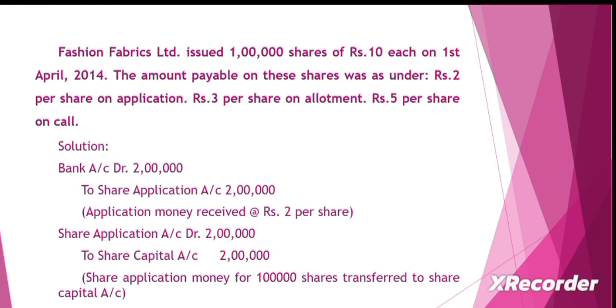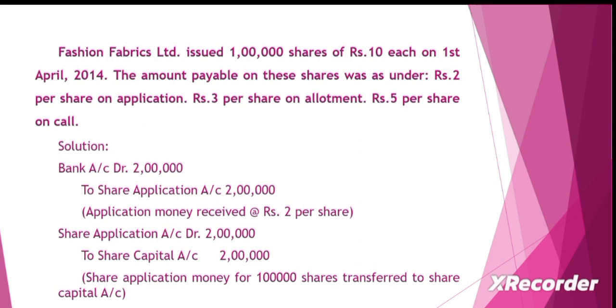First, we make entries for receipt of application money. For that, debit the bank account and credit the share application account. Then we put the amount 1 lakh into rupees 2, that is 2 lakh rupees, on both debit and credit side. Then we transfer the share application amount to share capital account. For that purpose, we make the entry like share application account debit to share capital account. Then write rupees 2 lakh on both sides, that is debit and credit side.